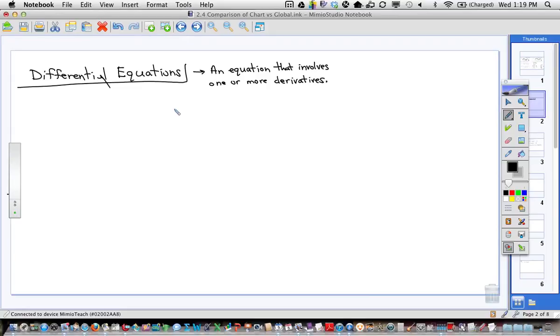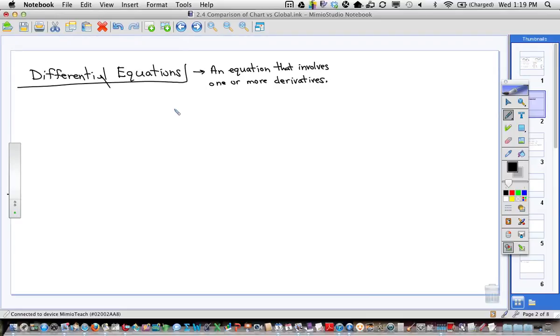What's an equation? An equation is basically anything with an equal sign in it. If you have 3x plus 5 equals 17, that's an equation. It's got an equal sign in it.